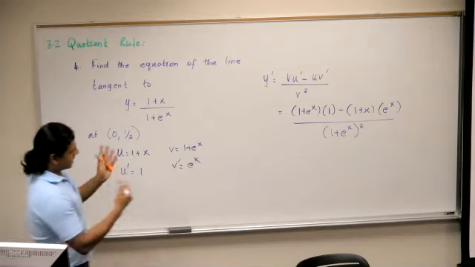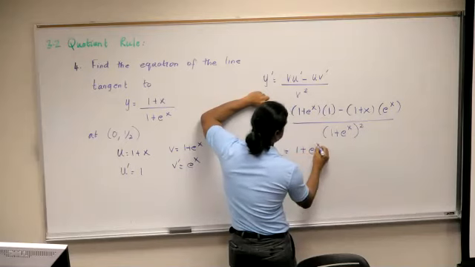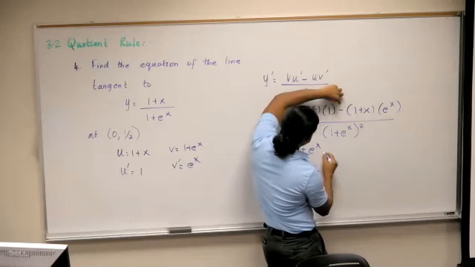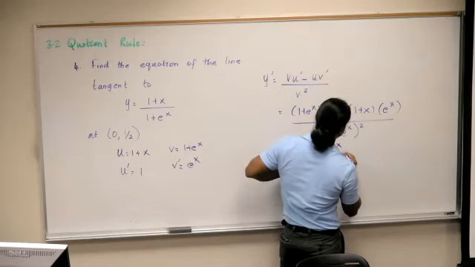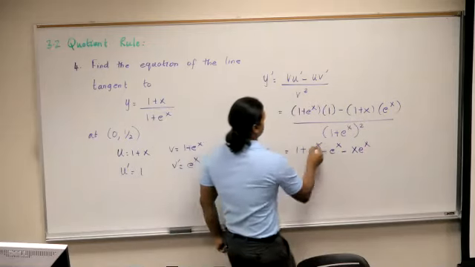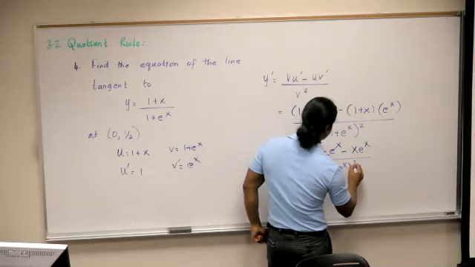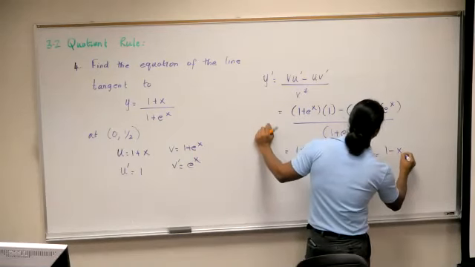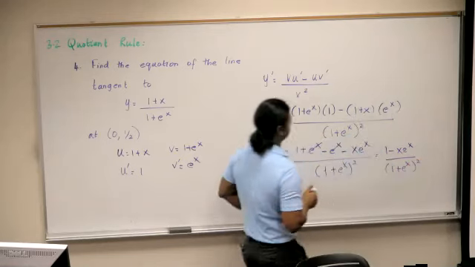Good. I can't simplify here, so 1 times 1 is 1 plus e raised x times 1, e raised x. Negative 1 times e raised x, negative e raised x. Negative 1 times x times e raised x, negative x e raised x. Good. Those two would go away. So the simplified version is 1 minus x e raised x over 1 plus e raised x squared.